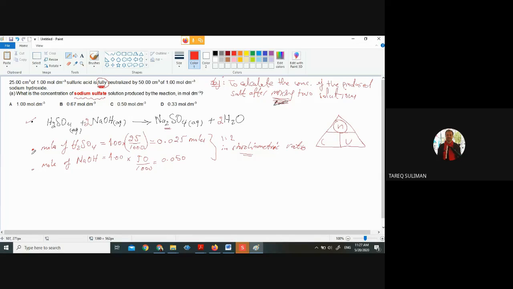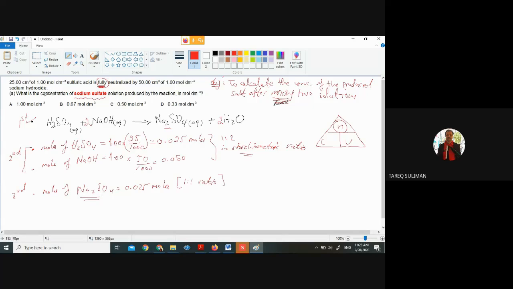Now we can use what? This is the same step. Then we calculate the number of moles of what? Of Na2SO4. What is the number of moles of Na2SO4? It equals 0.025, the same as the number of moles of H2SO4. Why? Because they are in a 1-to-1 ratio. Clear? Now we need to calculate the concentration. Who can help me in solving this, the last step? This is the first step. Second, we calculate the number of moles. Third, we use the reaction stoichiometry to calculate the moles of Na2SO4.